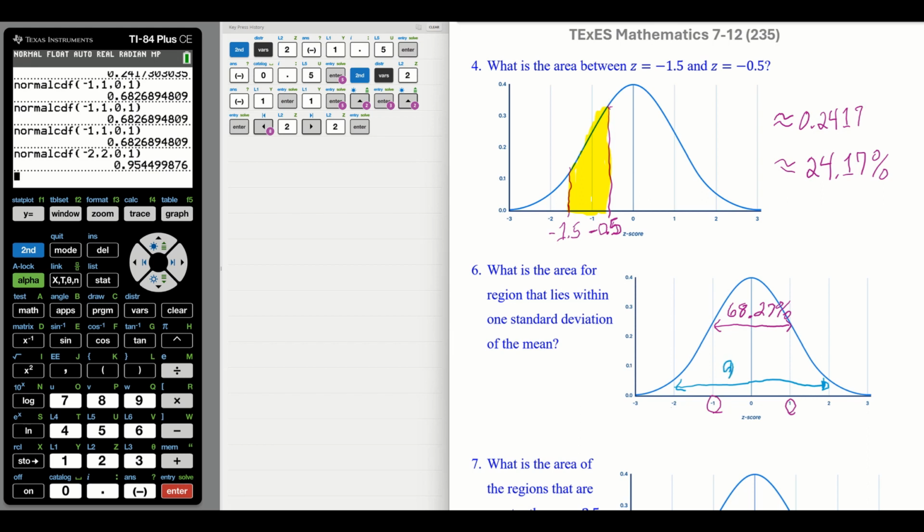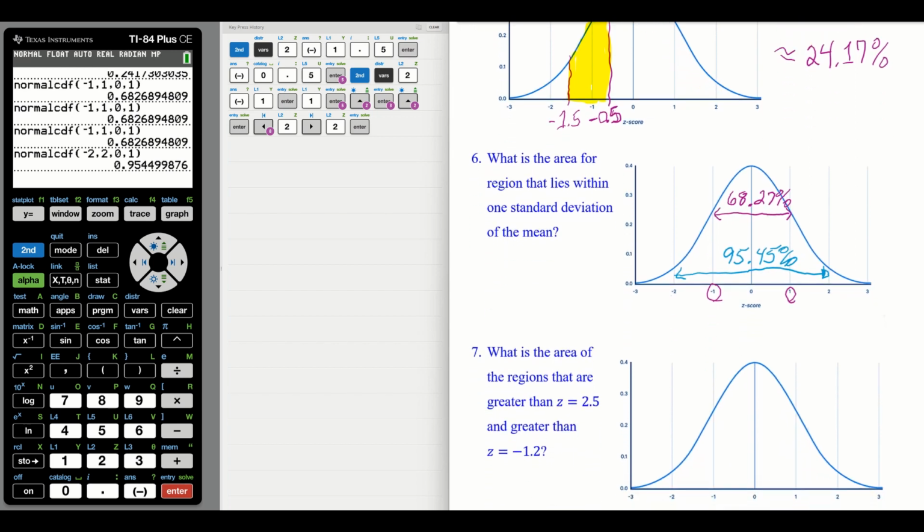So we have 95.45% rounded. Okay, and you could find the other sections as you're asked, as you need to know.